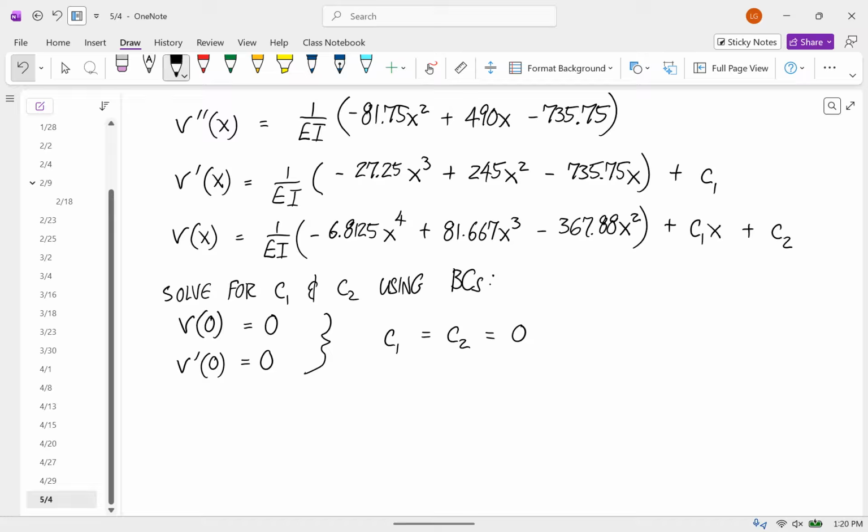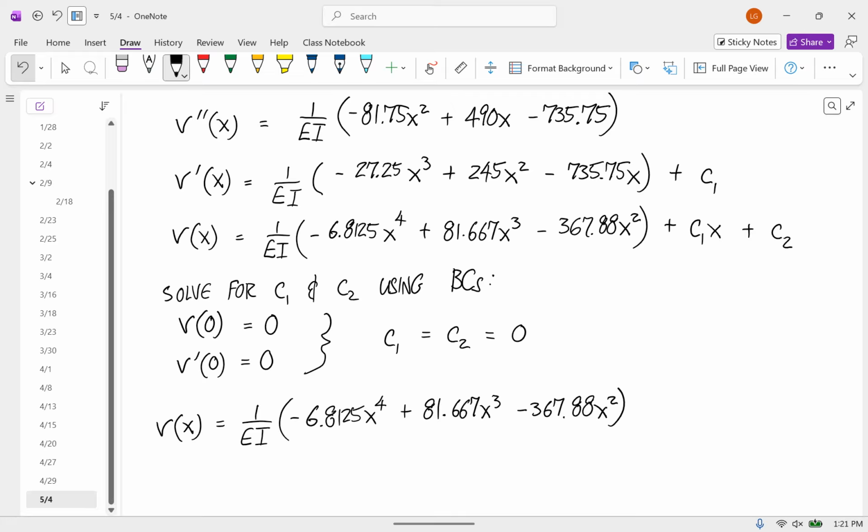And so your final function for the deflection is equal to 1 over EI times the quantity negative 6.8125x to the fourth plus 81.667x cubed minus 367.88x squared. And that'll give you the height above the original for every x value in this beam due to that.